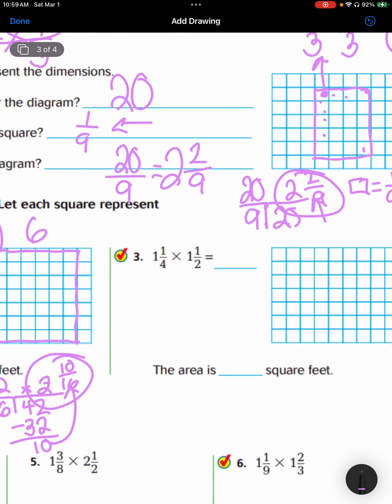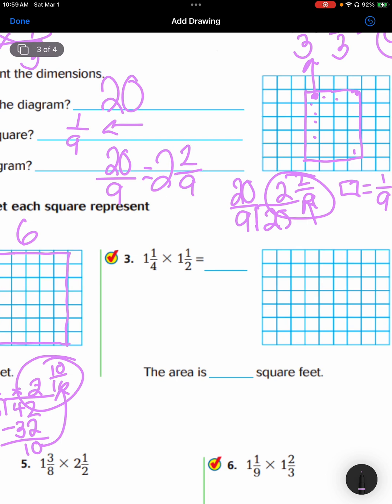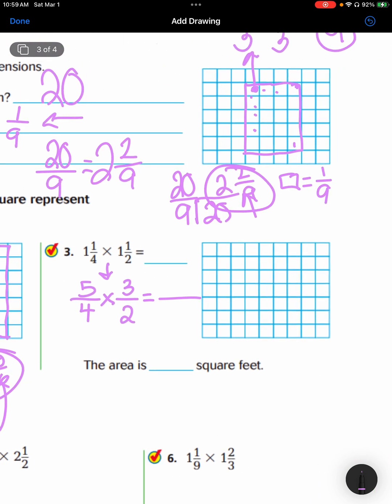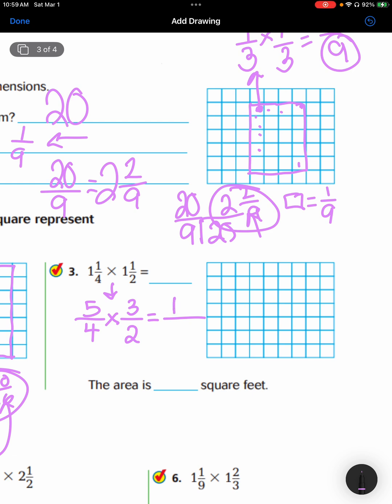Okay. Now, question 3, same thing. We're going to turn these mixed numbers into improper fractions. So 1 times 4 is 4, plus 1 is 5, and then 1 times 2 is 2, plus 1 is 3. So 3 over 2. To make it a little easier, you can just multiply across instead of doing all this work over here. So 5 times 3 is 15. 4 times 2 is 8.